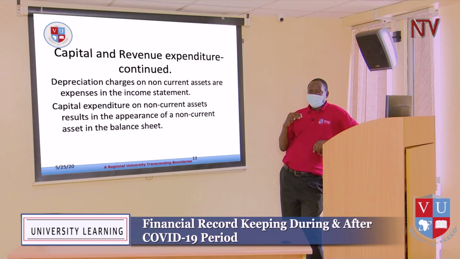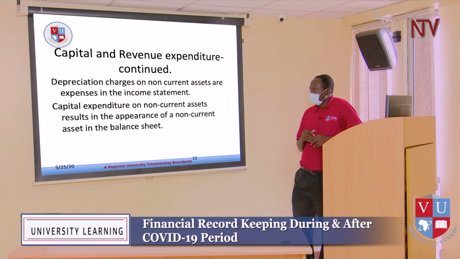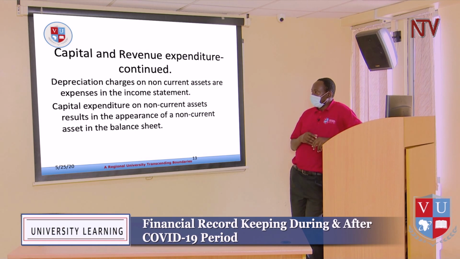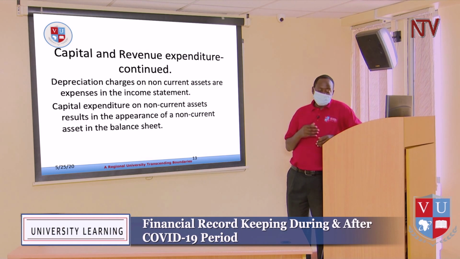Now, when we have incurred capital expenditure to acquire a non-current asset, that asset is subject to depreciation. That depreciation is also charged as an expense in the income statement alongside the other items of expenditure. In contrast, the capital expenditure, once we have acquired that asset, will simply be taken to our balance sheet as an asset we have acquired.